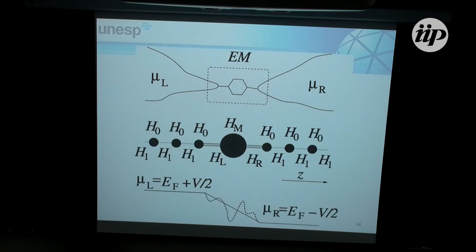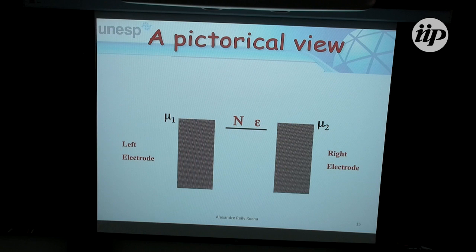Okay, so let's go for a pictorial view first. So this is what I'm going to do. For this first lecture, we're going to do everything in a very hand-waving, a little bit of quantitative way. So let's say this. What is my problem? My problem is the following. I have a system, a very simple one. It's a molecule that I'm going to represent by a single energy level. So what describes this molecule is its energy and the occupation of this particular energy site.